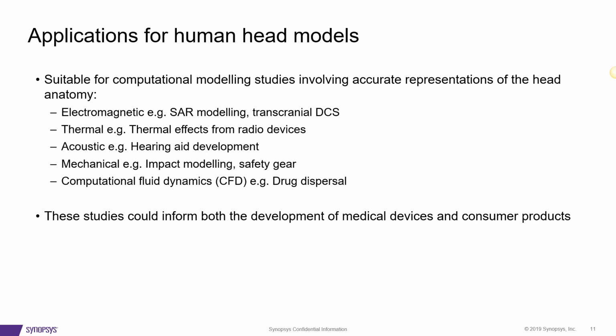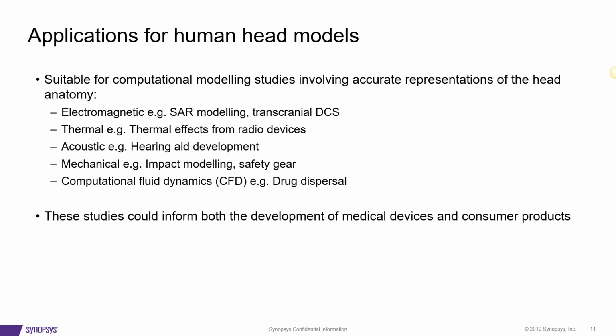So we have electromagnetic modeling for any products that emit some form of radiation near or within the body. It could be something like mobile phones from a consumer products point of view, or some kind of medical treatment device in the medical field as well. Also thermal for any heating products or products where there are risks of tissue heating, like from radiation again. Acoustic, so relating to hearing aid development, for example, or anything where sound waves propagate through the human body.